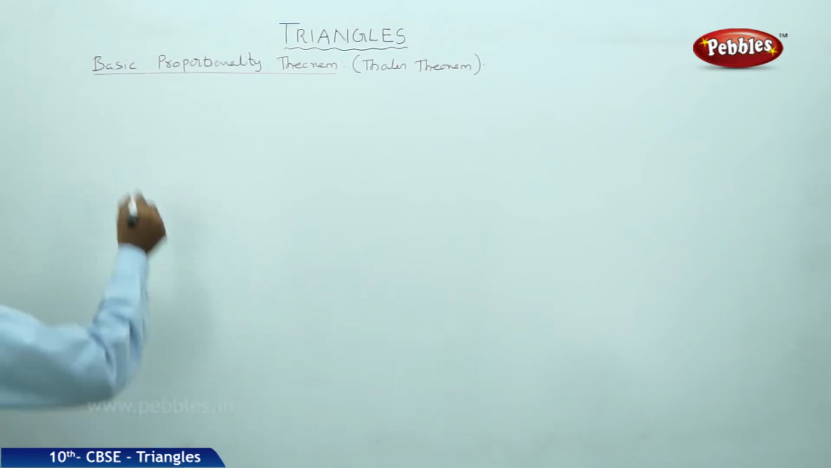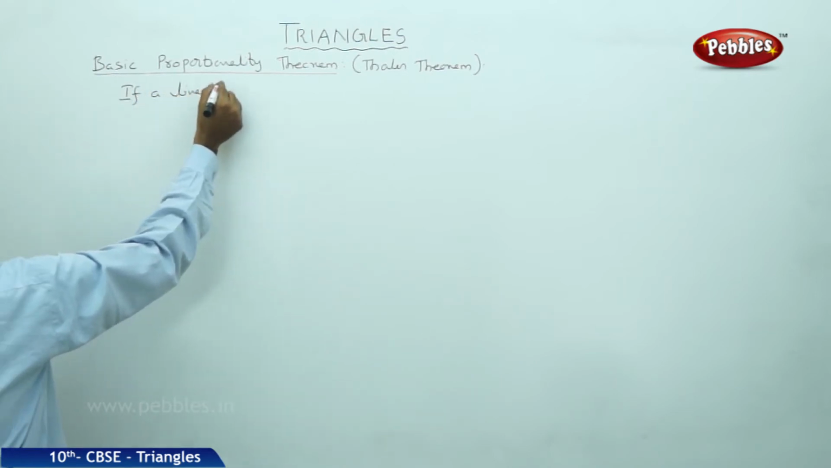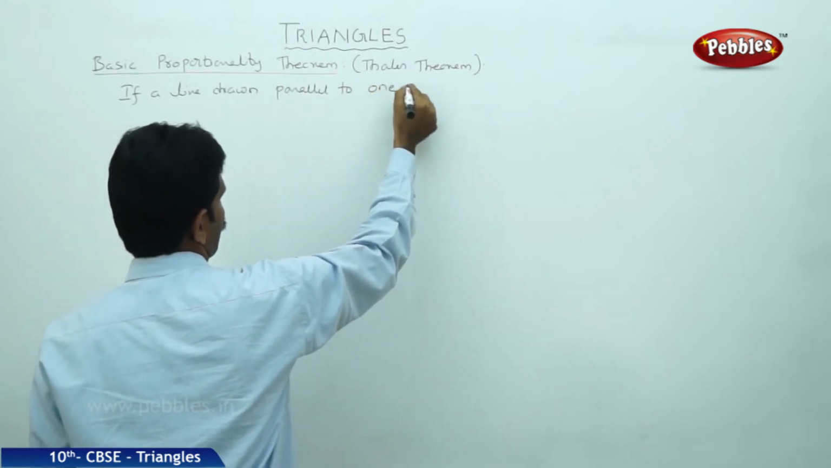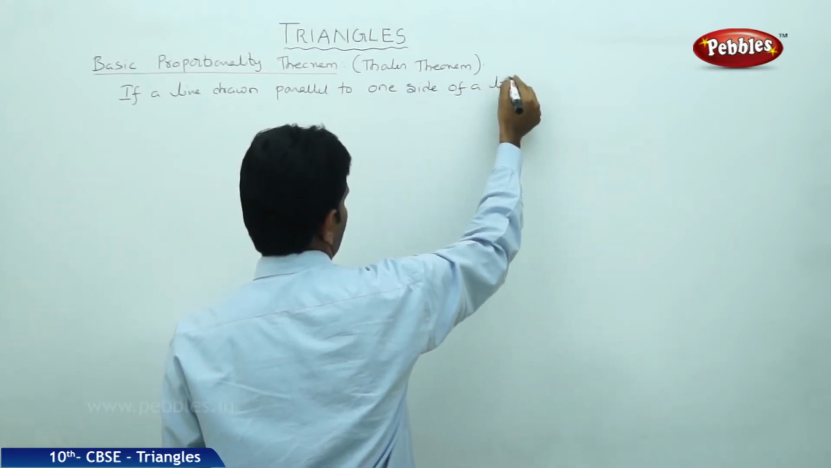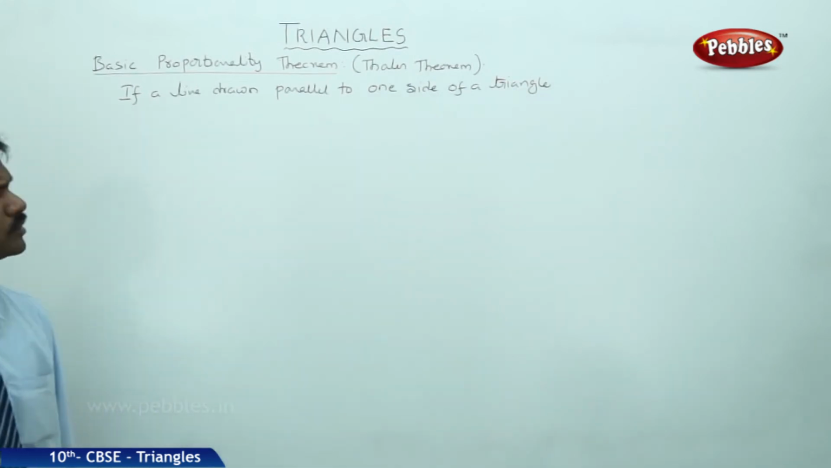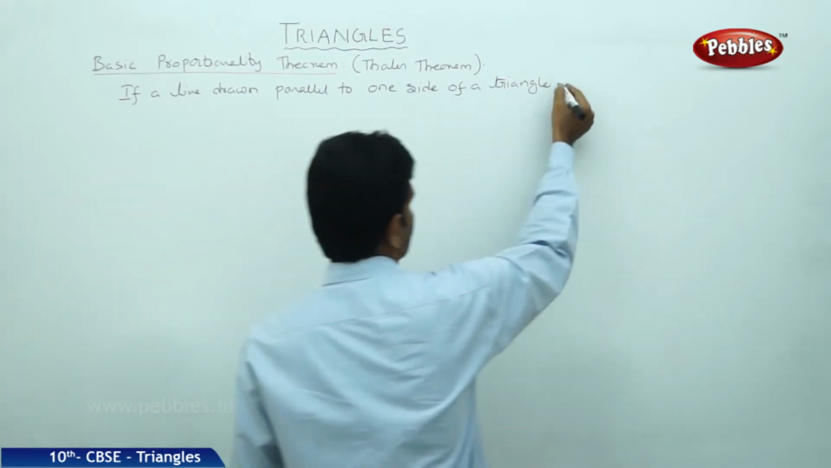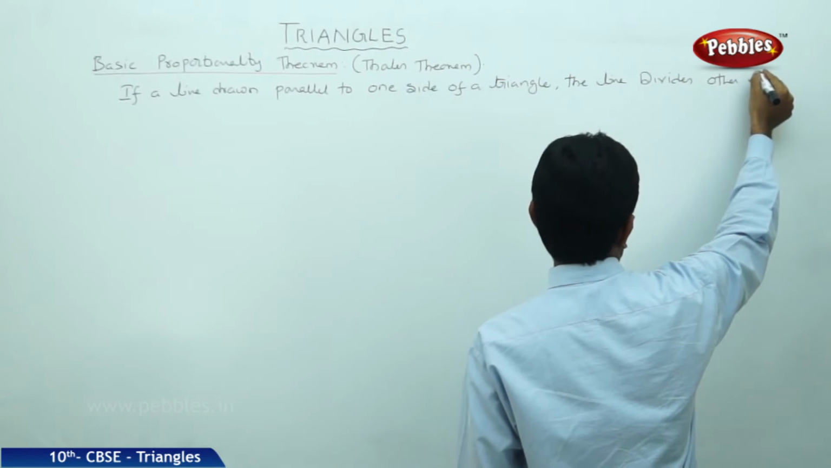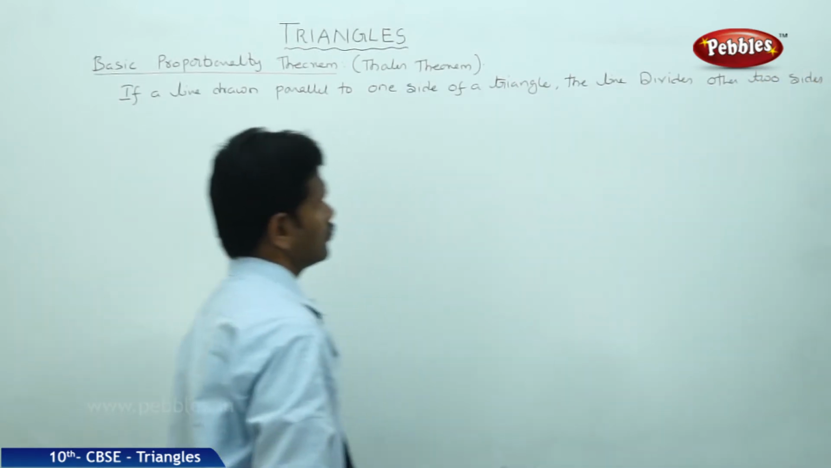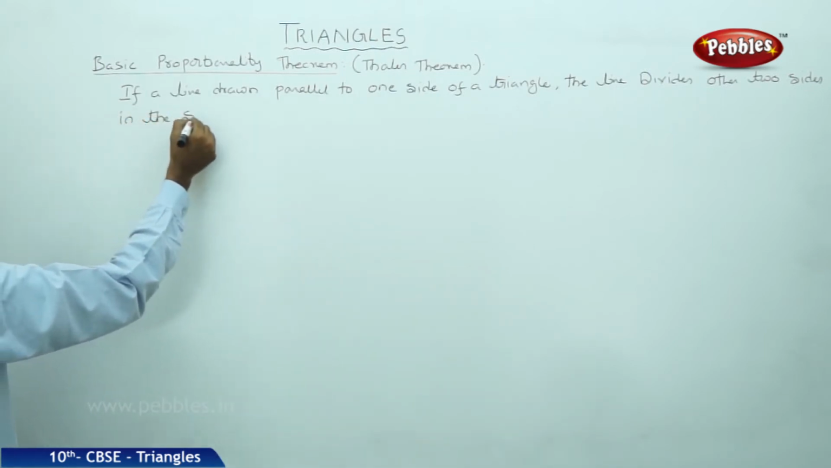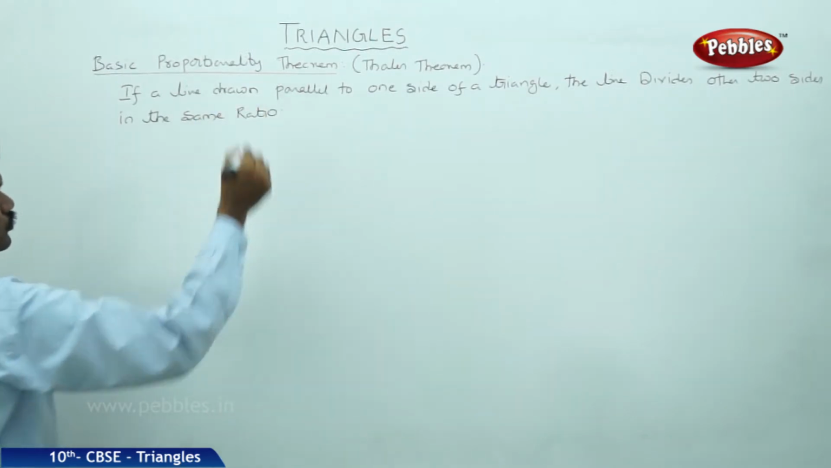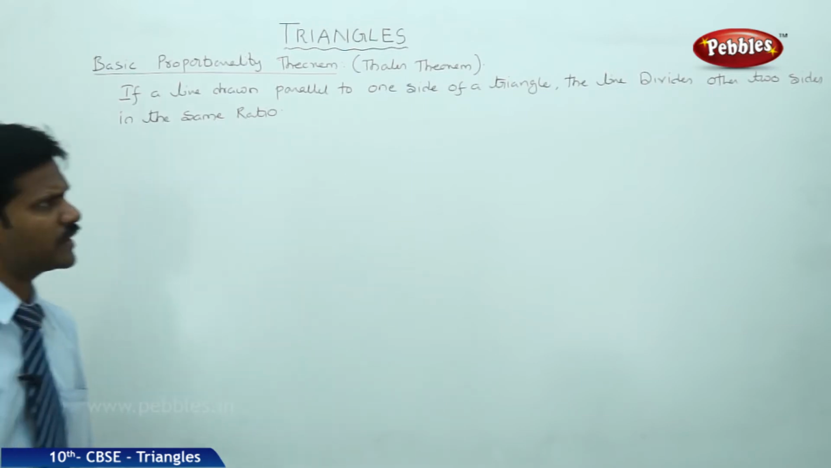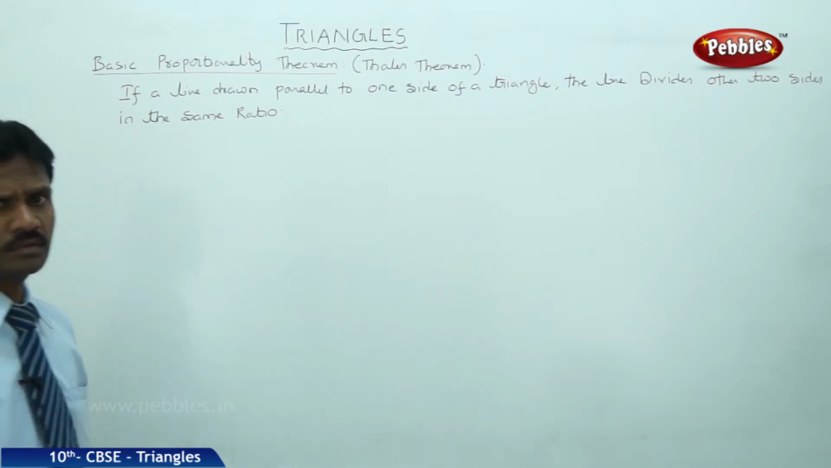That is, if a line is drawn parallel to one side of a triangle, the line divides the other two sides in the same ratio. This is the statement. That is, if a line is drawn parallel to one side of a triangle, the line divides the other two sides in the same ratio. Now, let us draw the diagram.